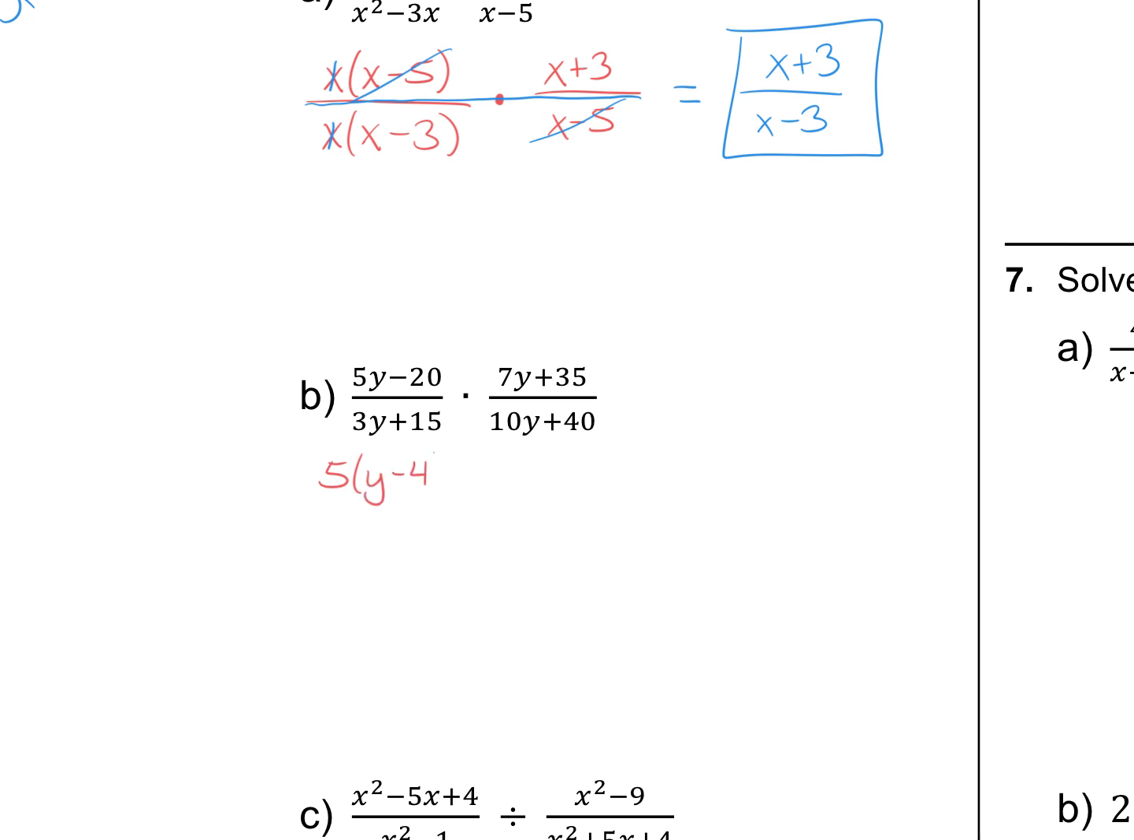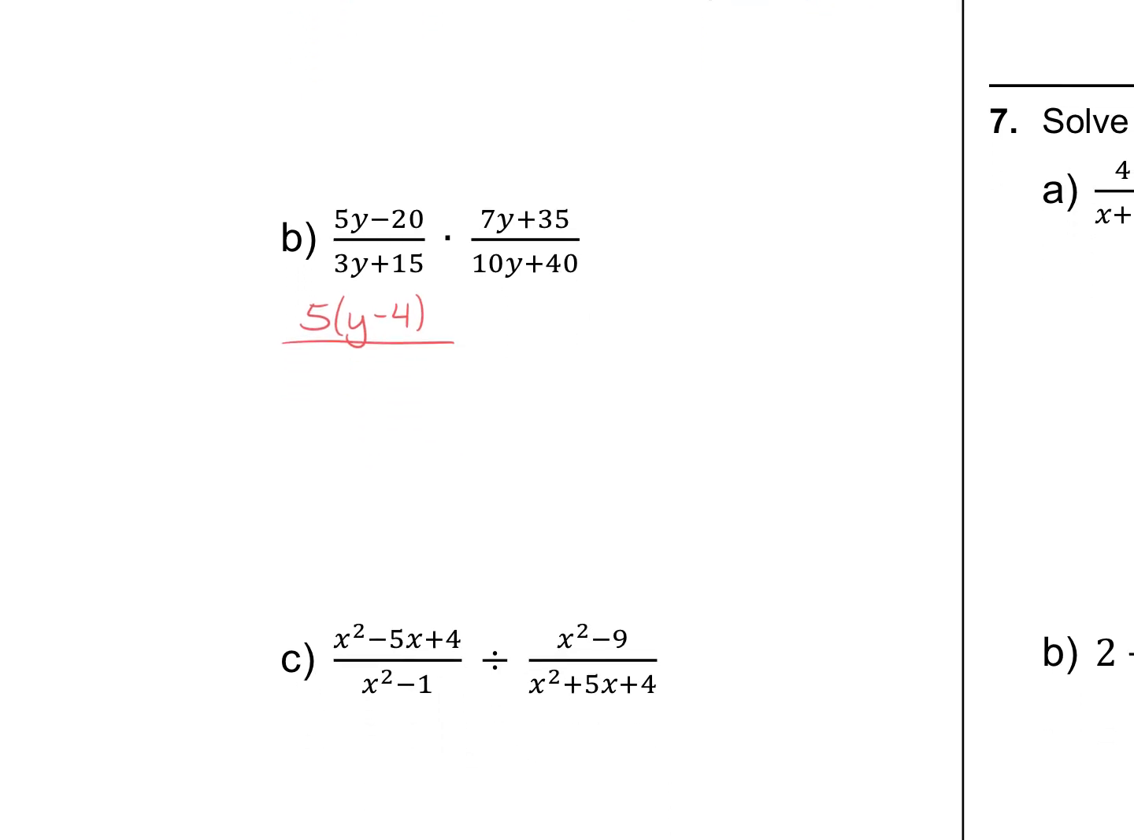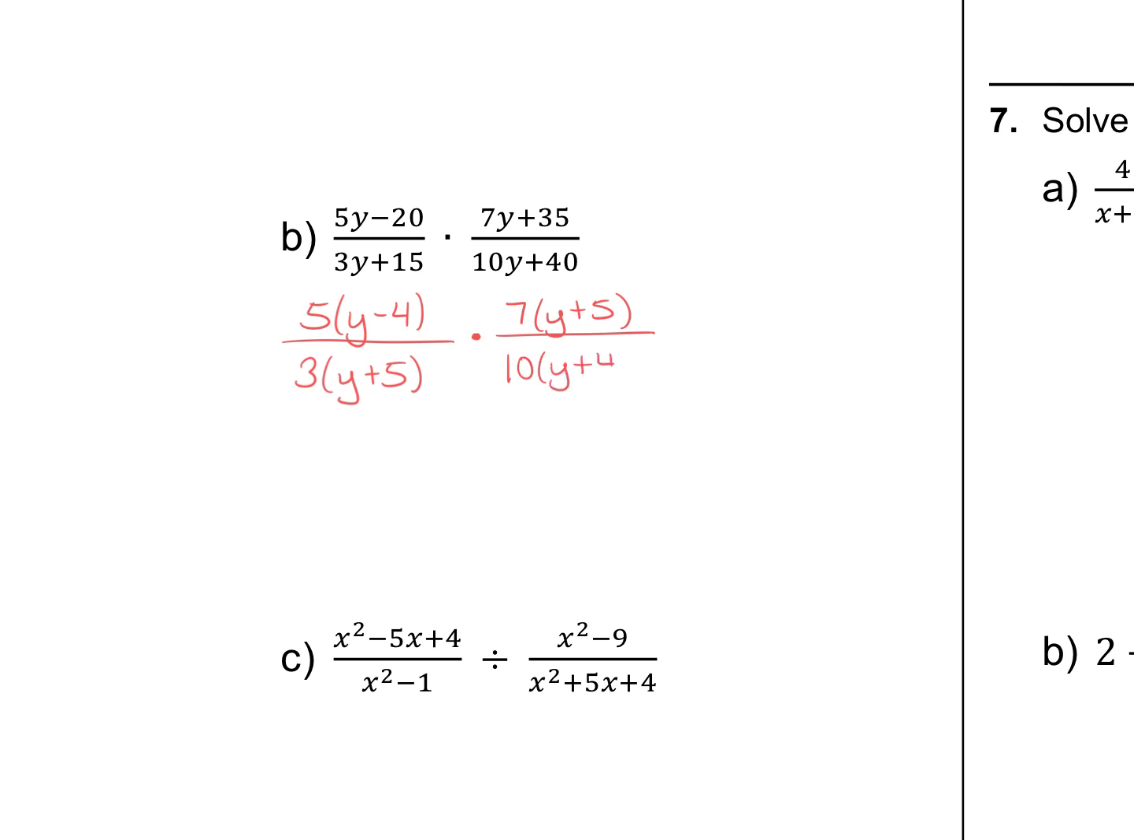Y minus 4. What can I take out of 3y plus 15? 3 to get y plus 5. Good. What can I take out of 7y plus 35? 7 to get y plus 5. What about 10y plus 40? 10 to get y plus 4.